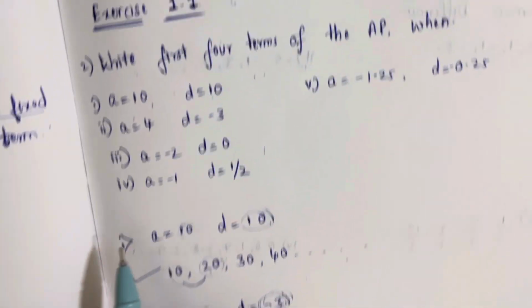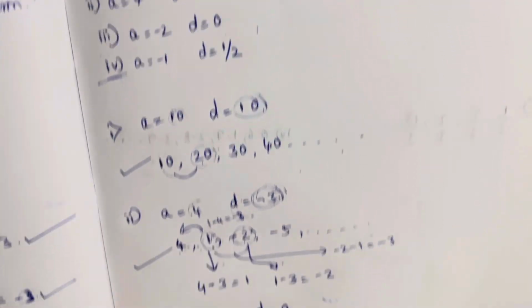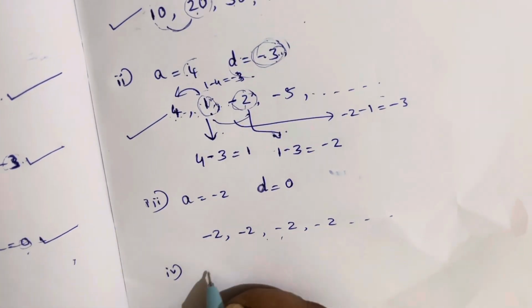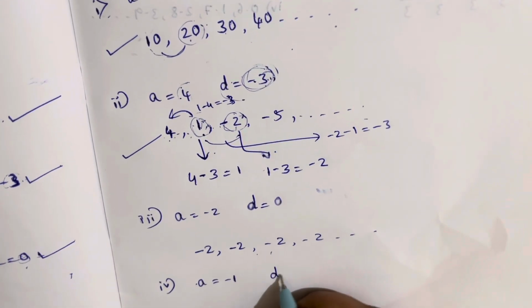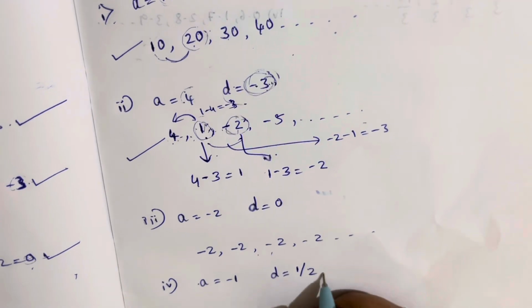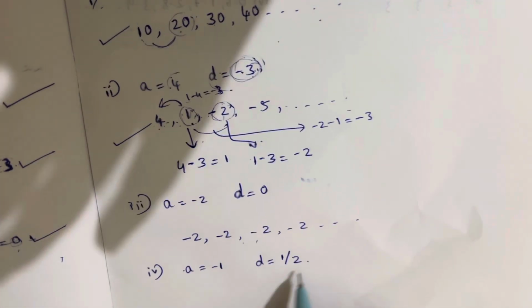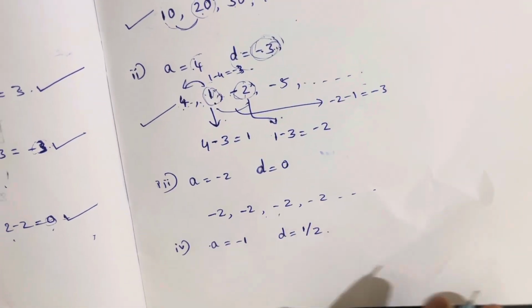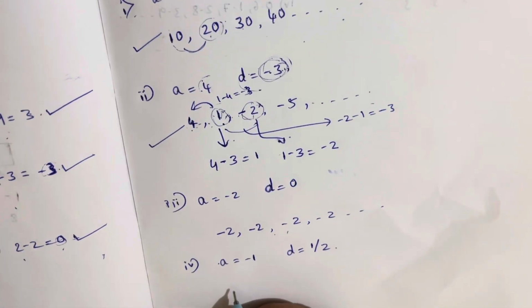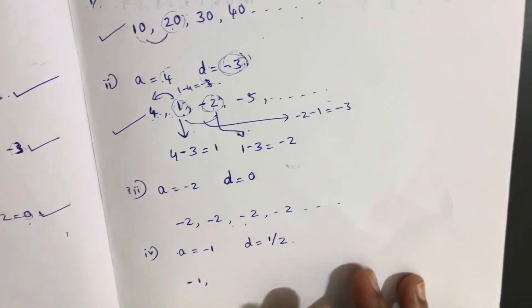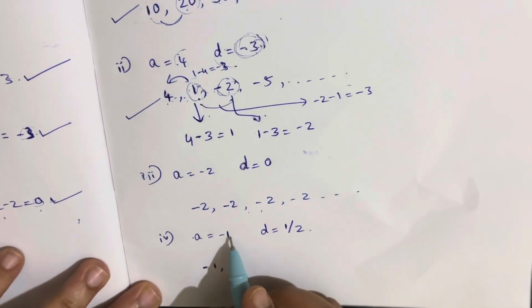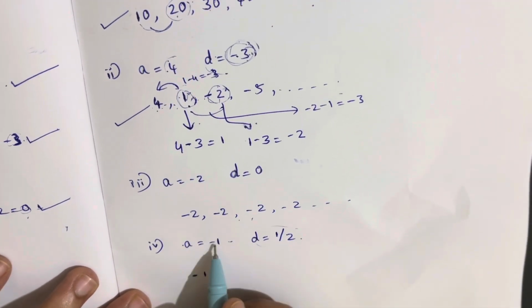Then I'll solve one more question here. A is equal to minus 1 and D is equal to 1 by 2. Here comes a fraction. So how to solve this? Here our first term is minus 1. Now what we have to do? We have to add this difference to this number.